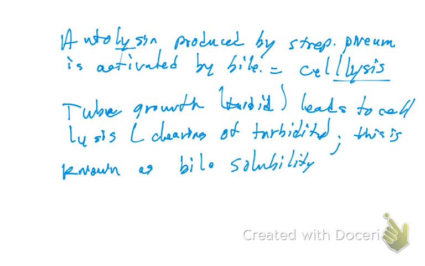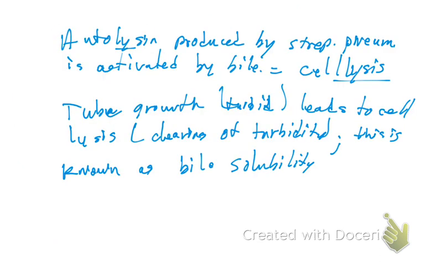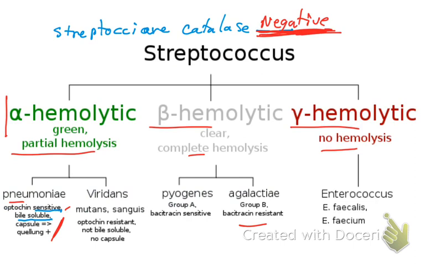What else can we mention here? Streptococcus pneumoniae is bile soluble and optochin sensitive, as we mentioned here. While the viridans, we can come back here, the viridans is optochin resistant and it is not bile soluble.